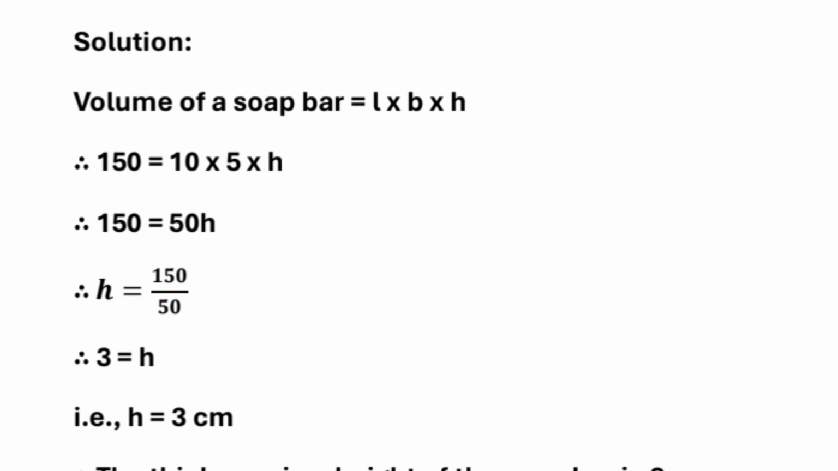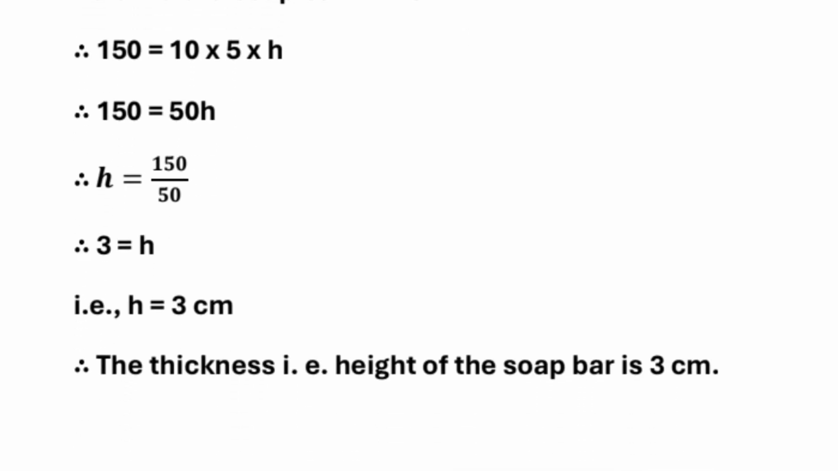Therefore, here 0, 0 cancelled, and 5 3s are 15. Therefore, H is equal to 3. That is, H is equal to 3 centimeter. Means the thickness, that is the height of the soap bar, is 3 centimeter.